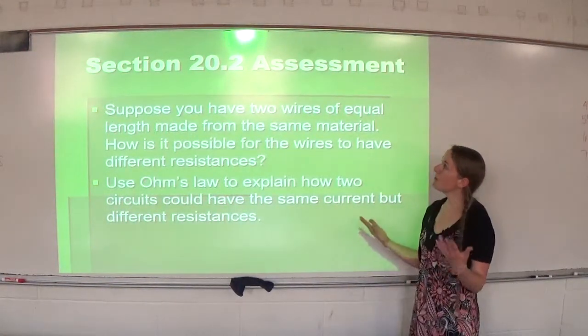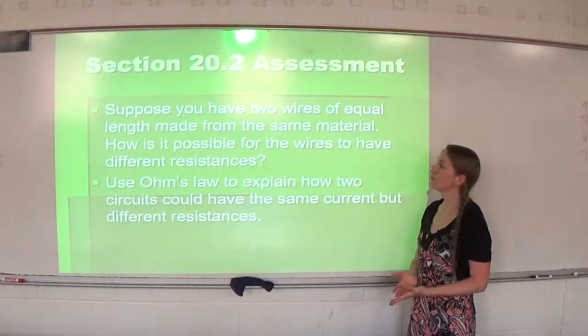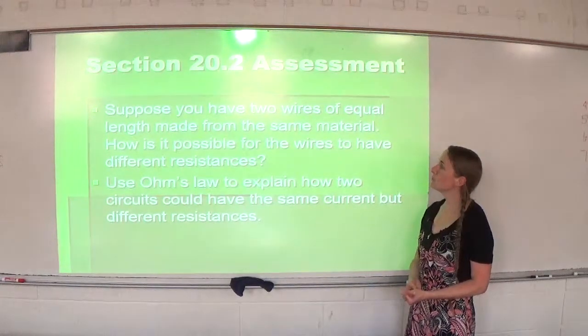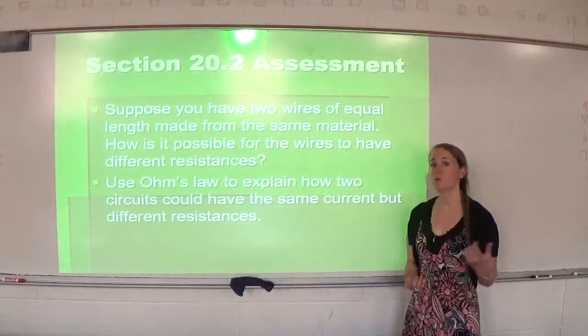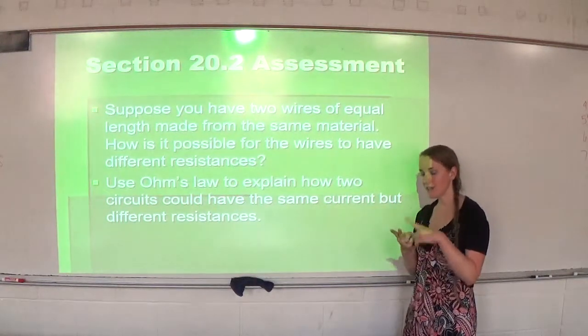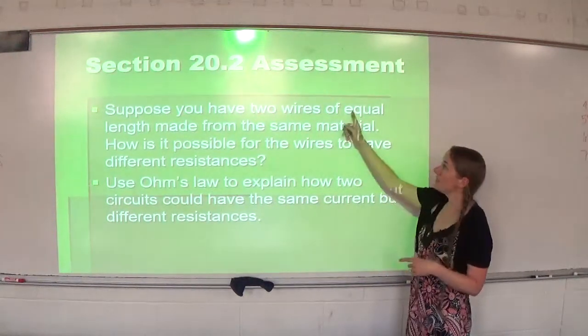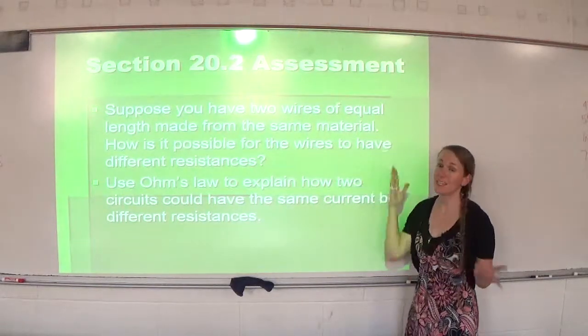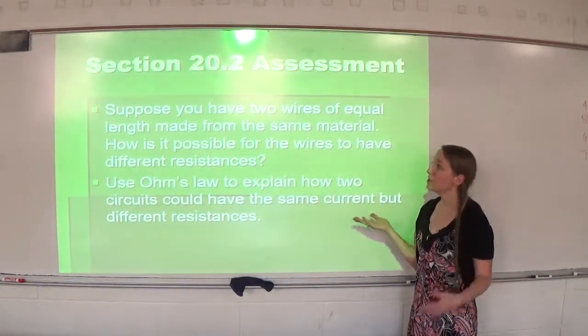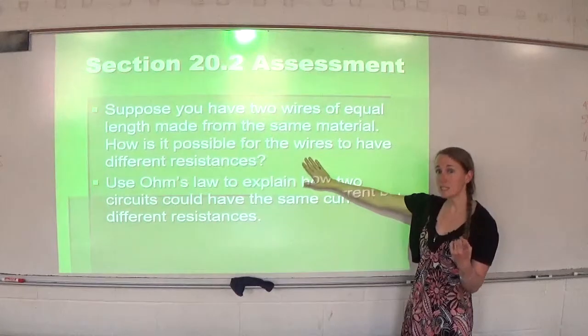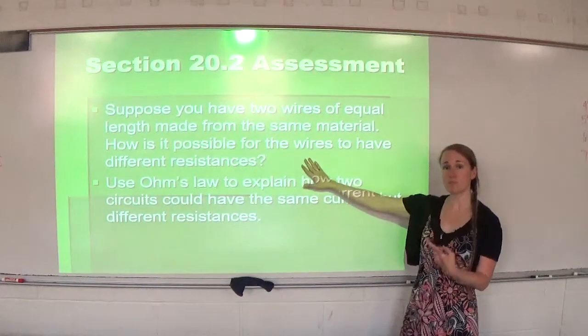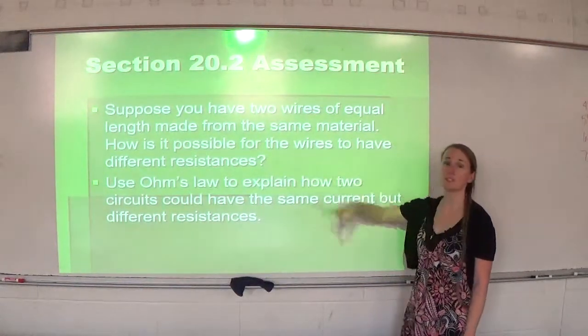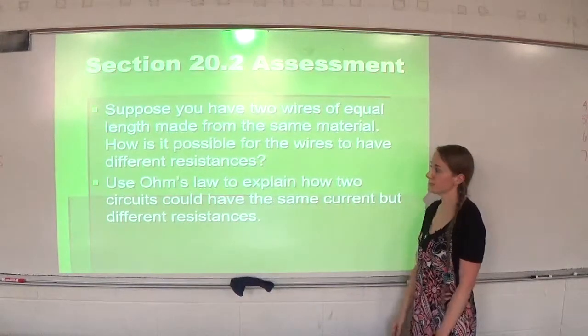Next one, suppose you have 2 wires of equal length made from the same material. How is it possible to have different resistances? Well, resistance is based on length, thickness, and temperature. So it says they're the same length, but it doesn't say anything about thickness and temperature. So they could have different thicknesses, or they could have different temperatures. If thickness or temperature is different, that would cause a different resistance.